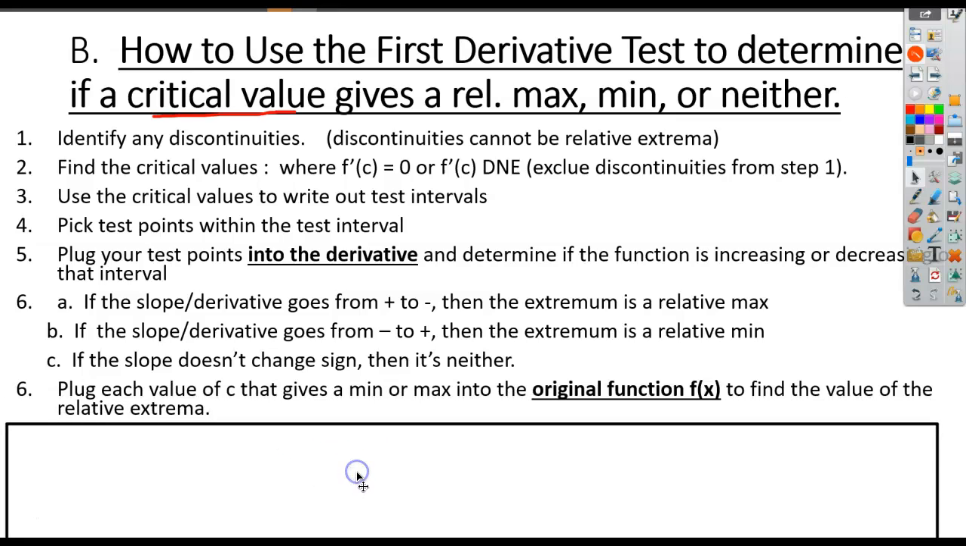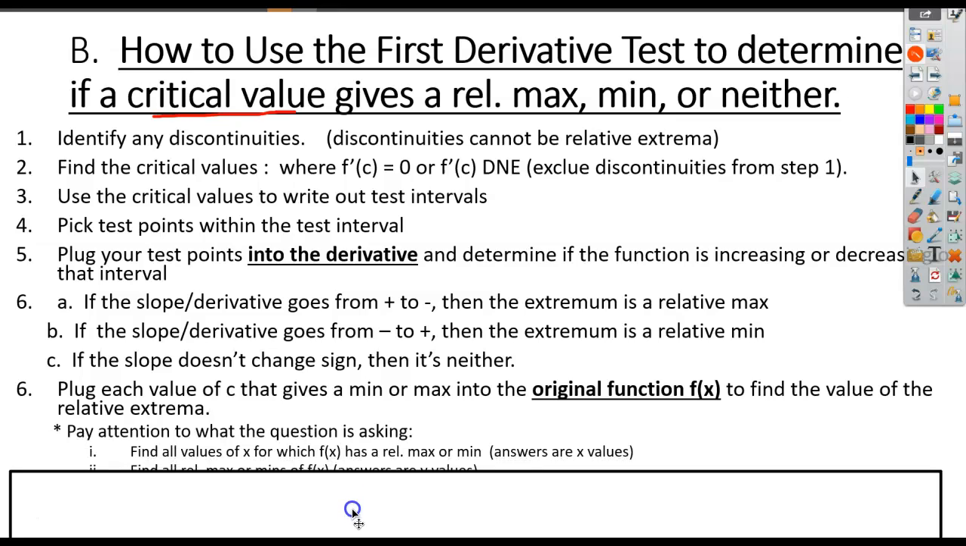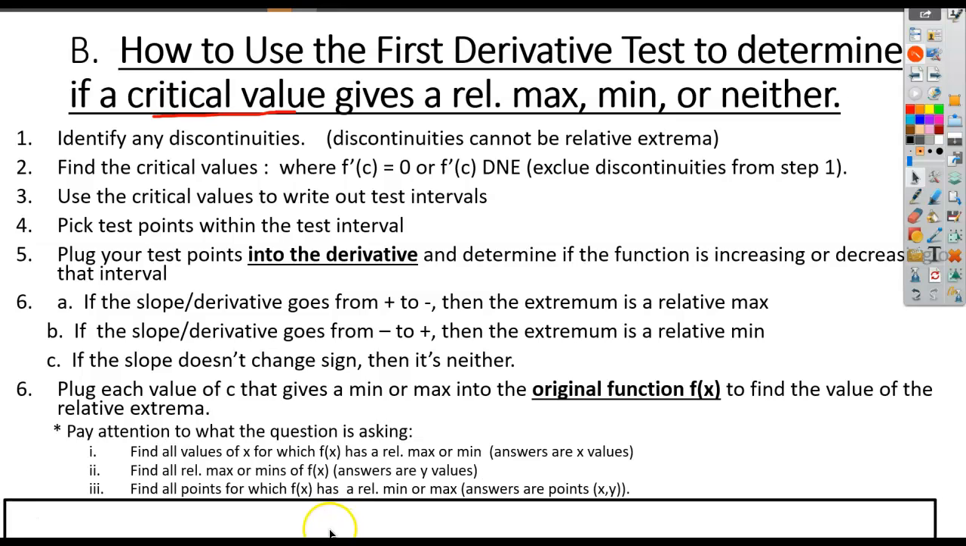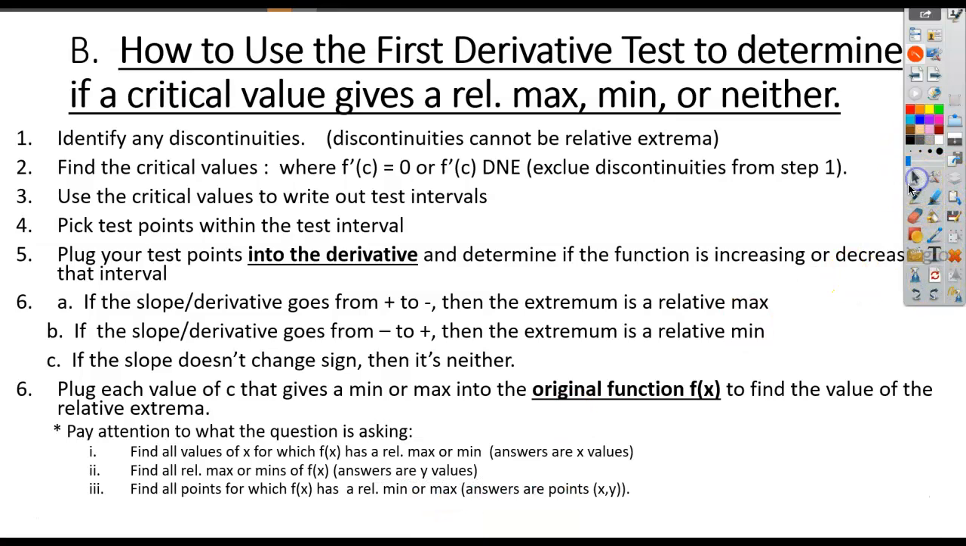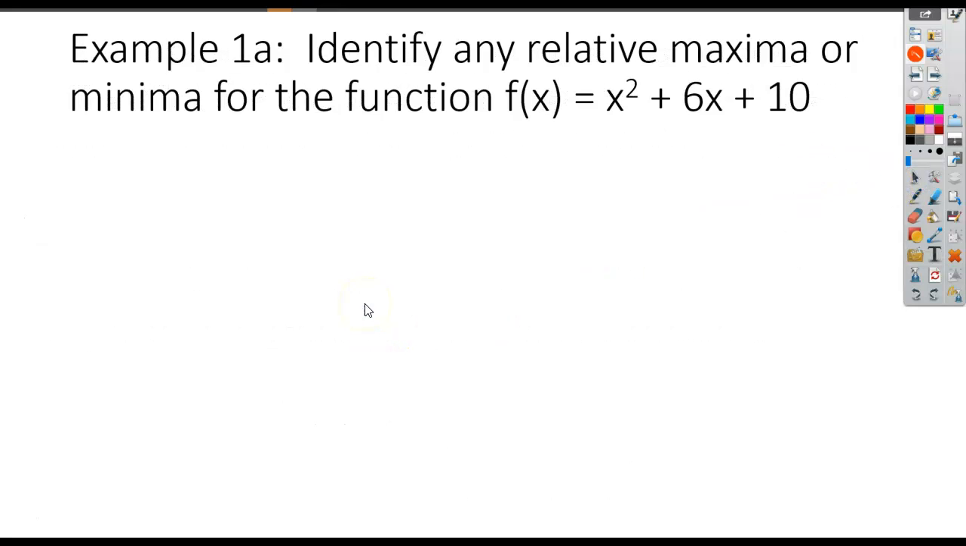In the end, depending on what the question is asking, if it's asking you to find the max or min, then you're going to need to plug those x values in to find the y values, because it does matter what they're asking about. They might be asking for the x values, they might be asking for the y values, or they might be asking for both, in other words, as a point. So those are our steps. So you'll want to have those out as we go through the following problems, because these are the steps I'm going to be following. All right, so let's begin.